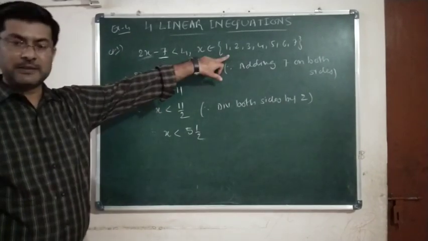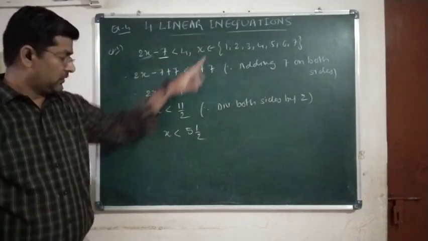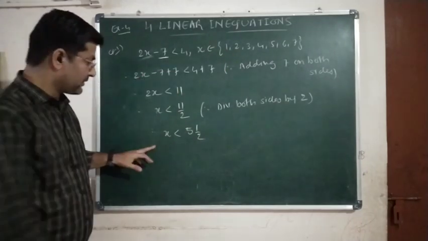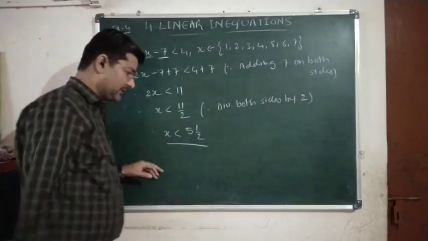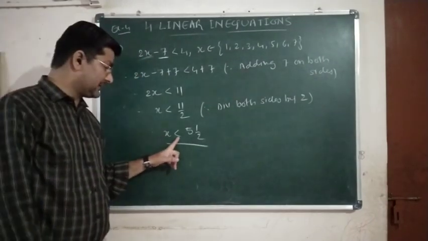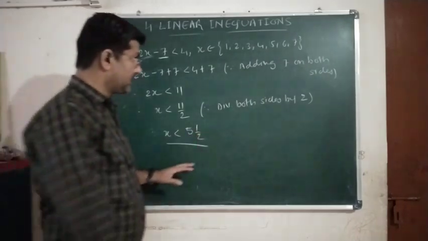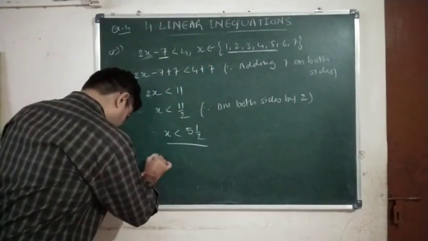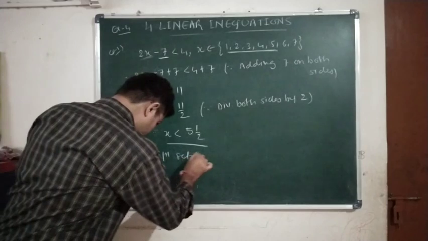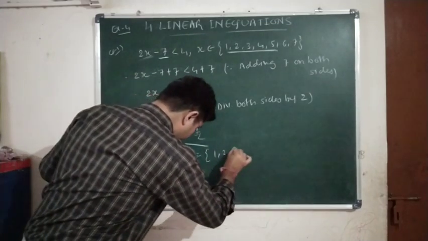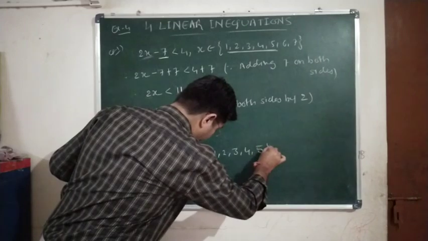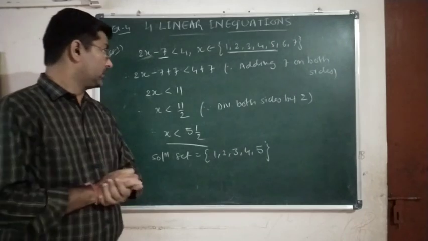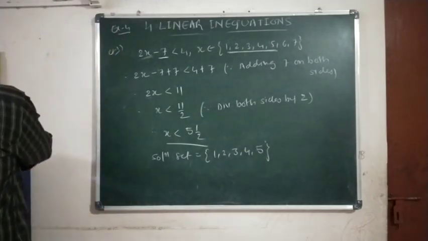Okay, now we are given the replacement set, and the solution set will be a subset of this set. So we will find the values of x which satisfy this inequality from the given set. Okay, so you will notice that x is less than 5.5. So which are the values less than 5.5? Obviously 1 to 5. Clear? So this is our solution. Solution set 1, 2, 3, 4, 5. Clear? Good. Now let us solve the next question.